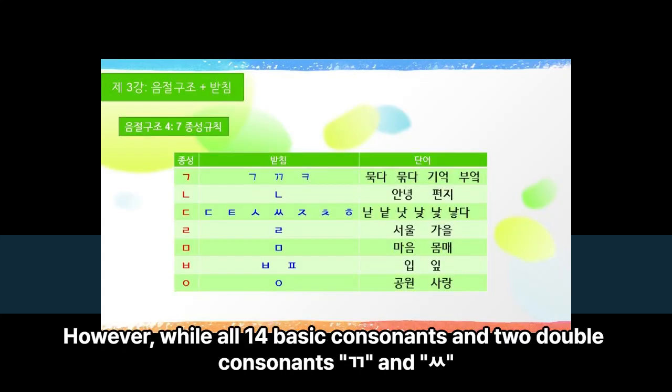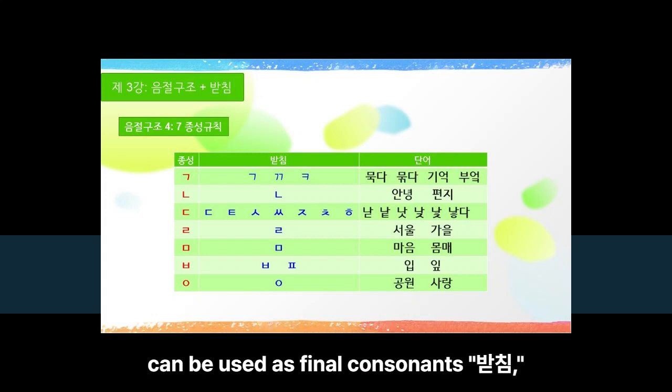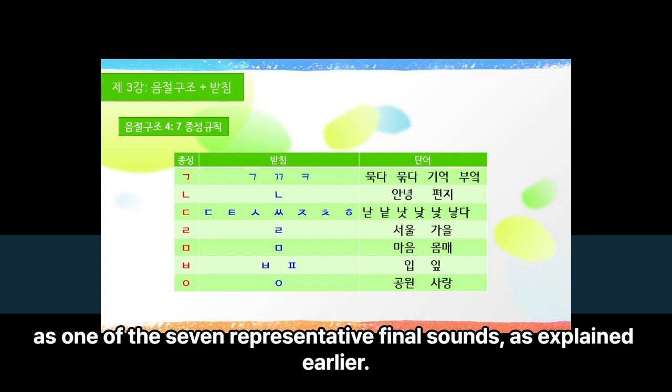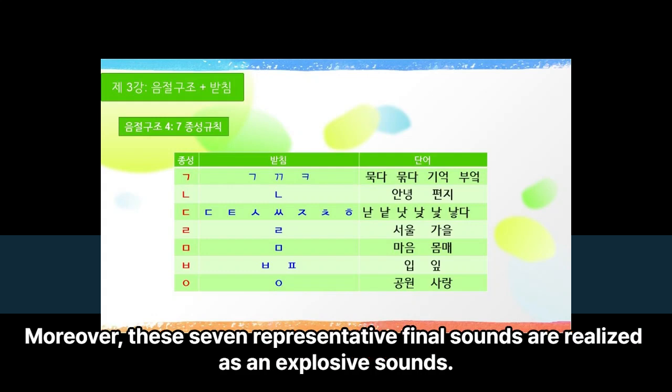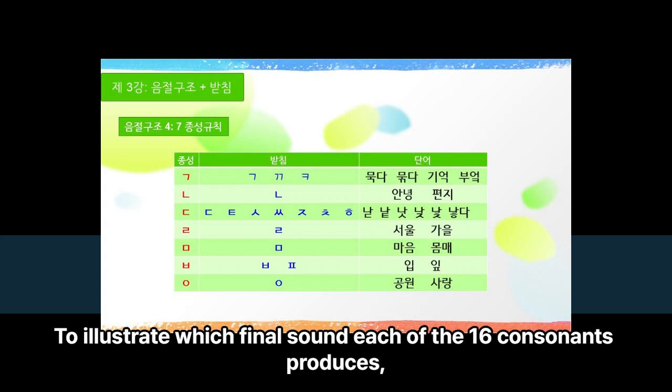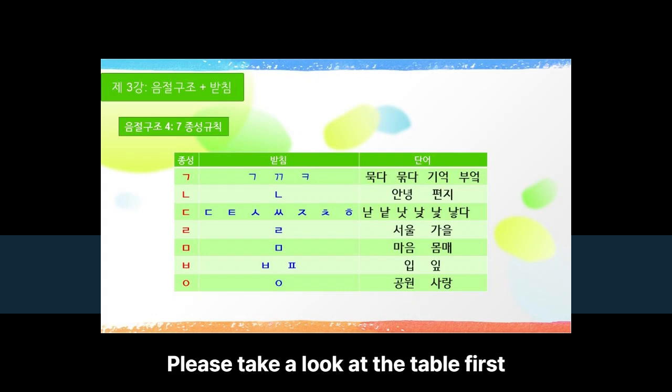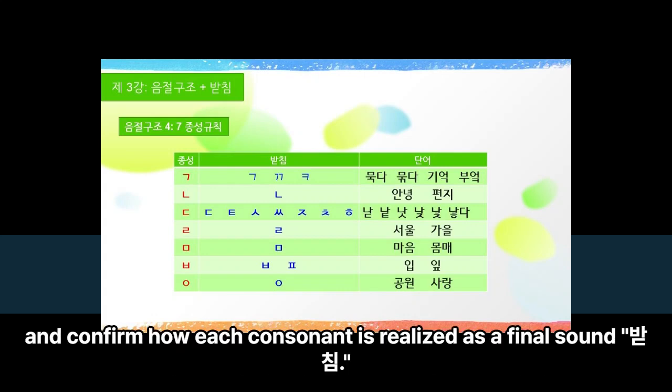However, while all 14 basic consonants and 2 double consonants, songyok and songshiet, can be used as final consonants, bachim, not all 16 of them are realized as final sounds. Instead, they are realized as one of the 7 representative final sounds, as explained earlier. Moreover, these 7 representative final sounds are realized as inexplosive sounds. To illustrate which final sound each of the 16 consonants produces, they are organized in the table on the screen. Please take a look at the table first and confirm how each consonant is realized as a final sound, bachim.